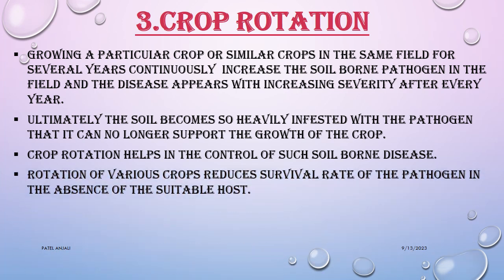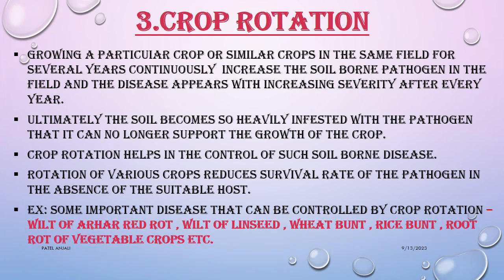Rotation of various crops reduces survival rate of the pathogen in the absence of the suitable host. Example, some important diseases that can be controlled by crop rotation are wilt of arahar, wilt of linseed, wheat bunt, rice, etc.